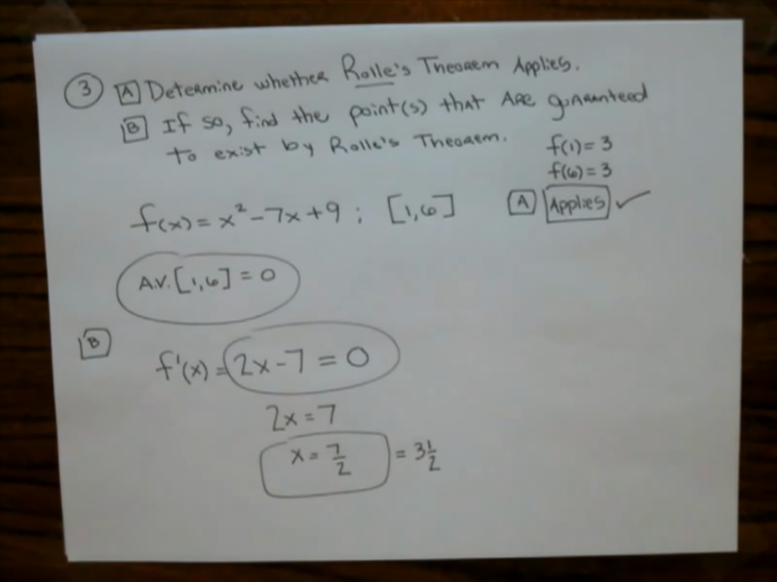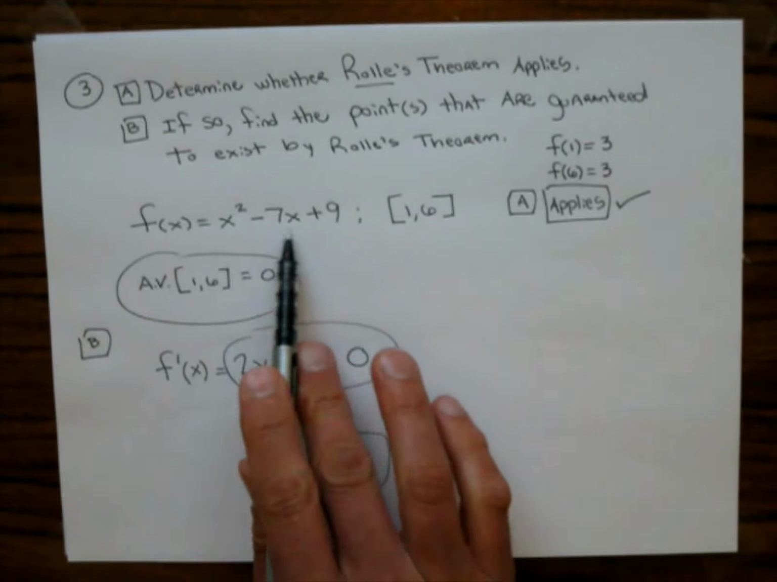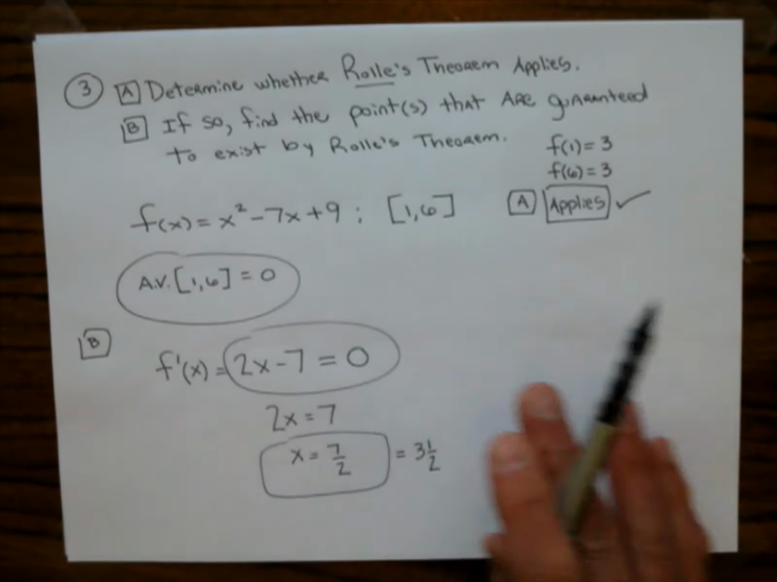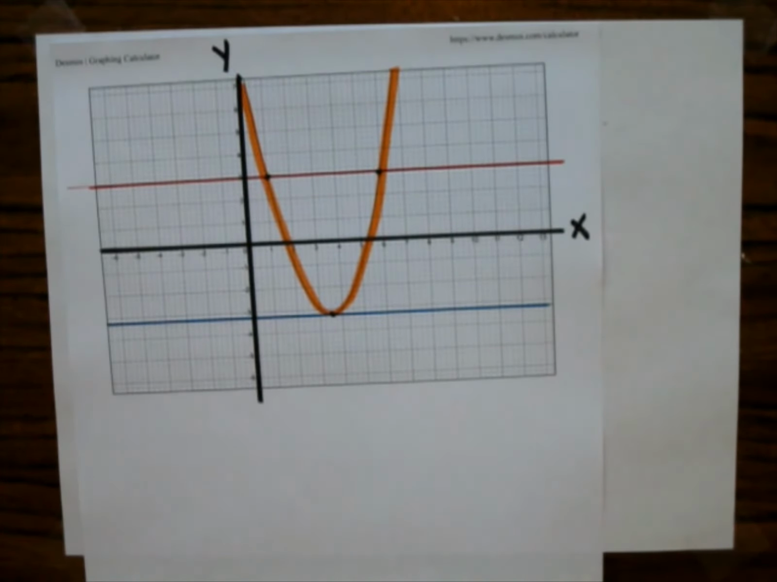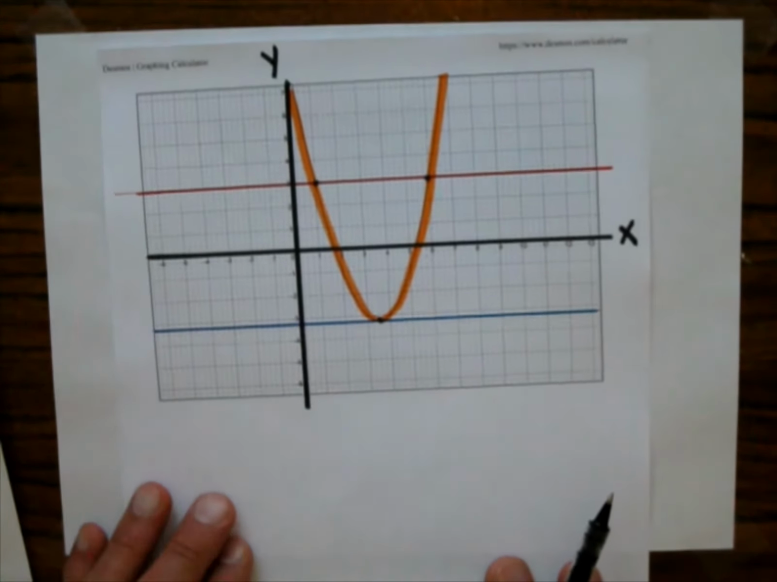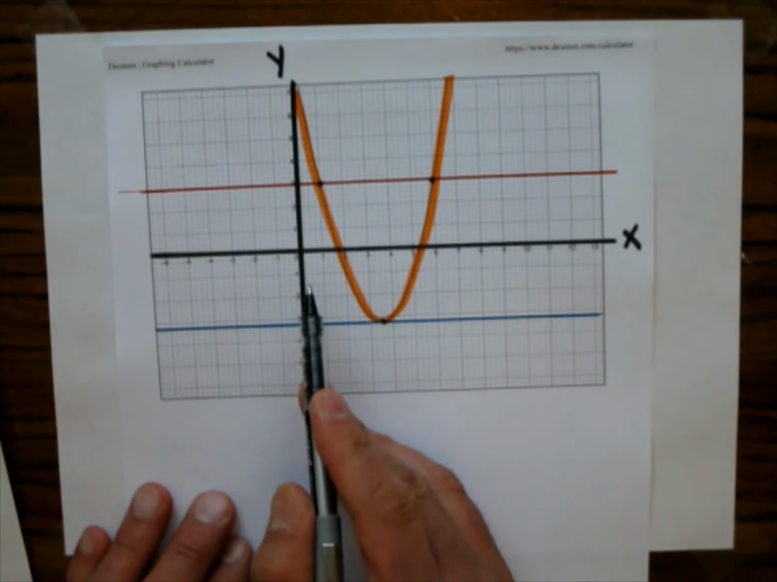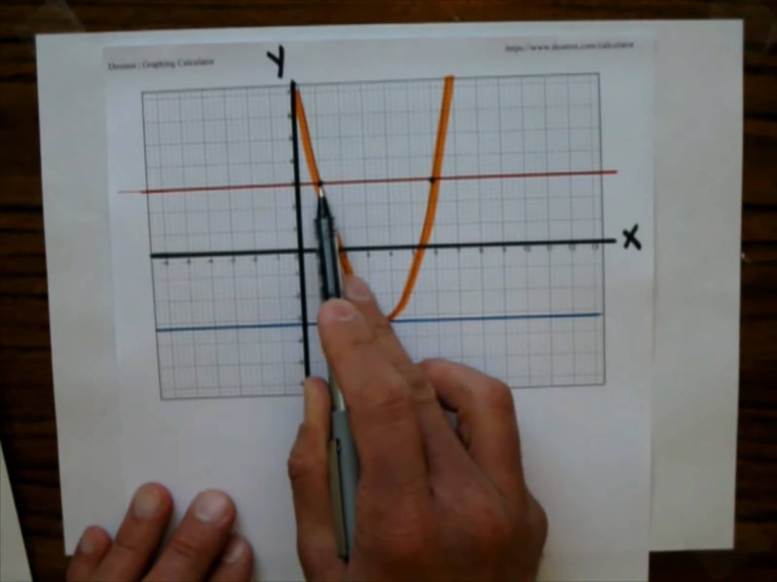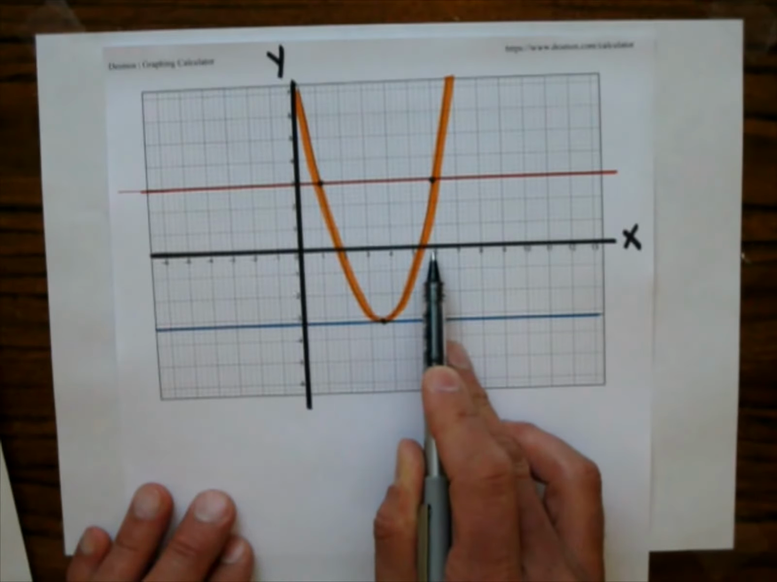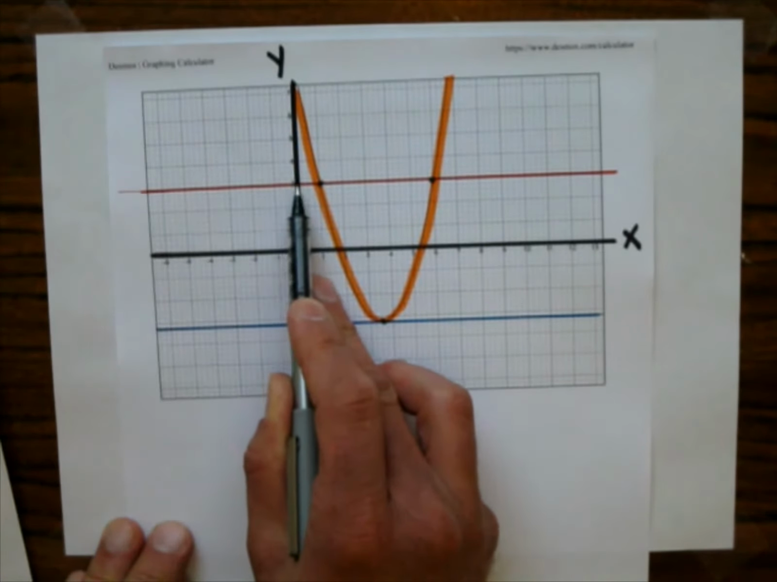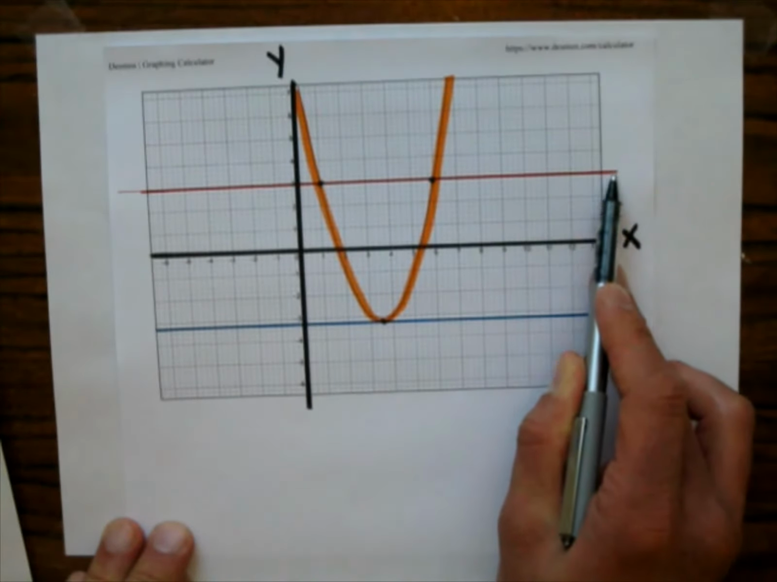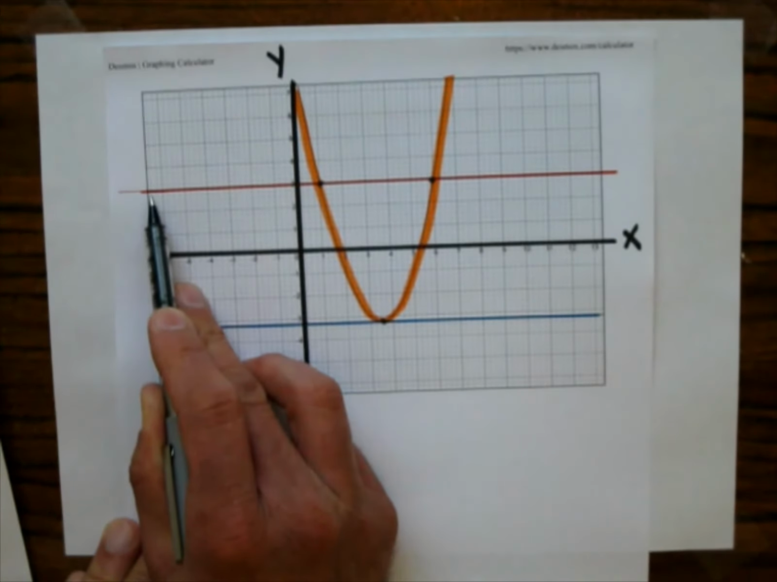We're done with the problem, but what we're going to do now is take a look at the picture. This graph is a graph of a parabola. So I'm going to put that graph of the parabola up, which looks like that. Okay, now f of 1 equals 3, and f of 6 equals 3. So if you graph the secant line, it has a slope of 0.